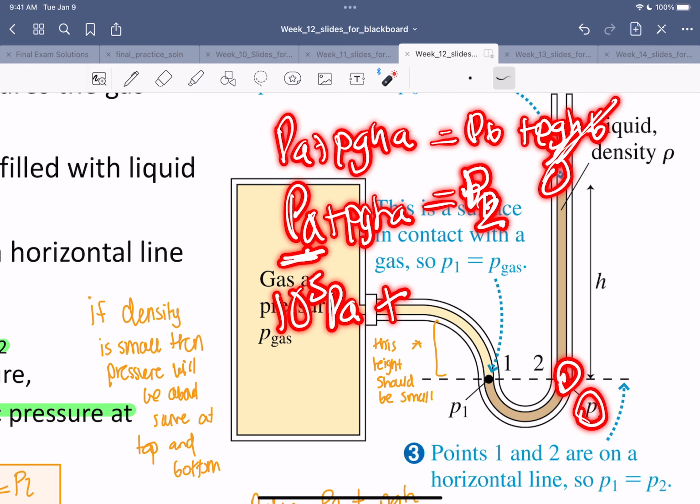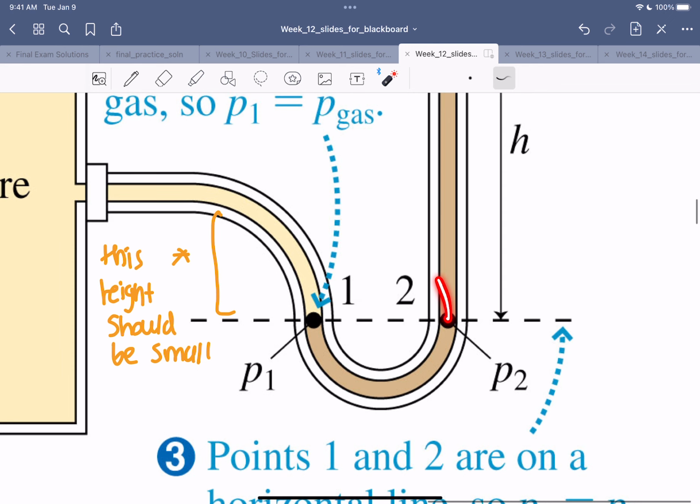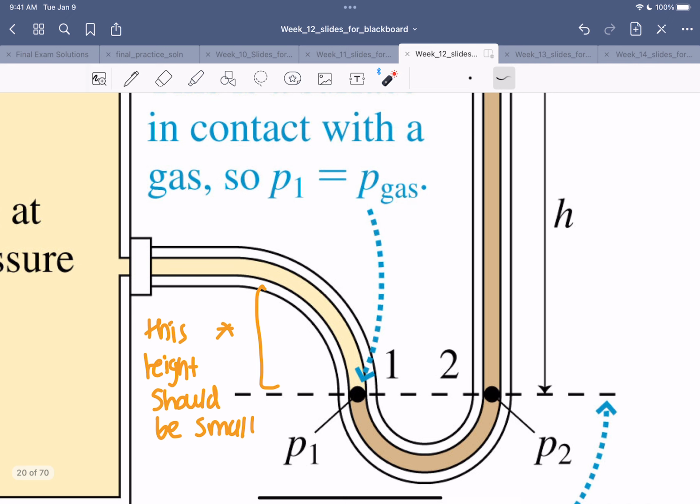And if this was mercury, the density might be 13,600 kilograms per meter cubed. So I just plug in the values and I can figure out the pressure at 2. Because pressures at two points at the same height will be the same, the pressure at 2 should equal the pressure at 1 here. The pressure at 1 is also equal to the pressure of the gas. At the interface, P1 should equal P2.